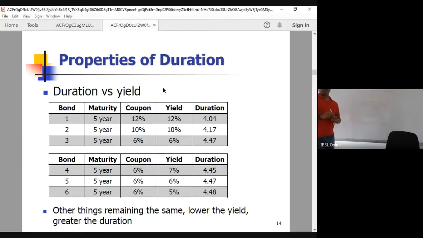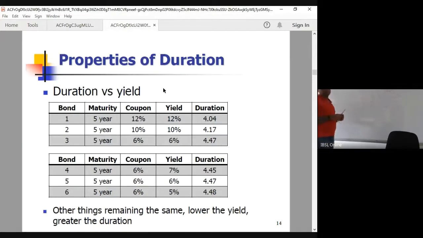Okay. Now the second part of that question, bond number 4, 5, and 6, is a bit tricky. The coupon remains the same here, 6%, so ideally it should be 4.48. But the yield to maturity changes, basically the value at which you value each of those cash flows.